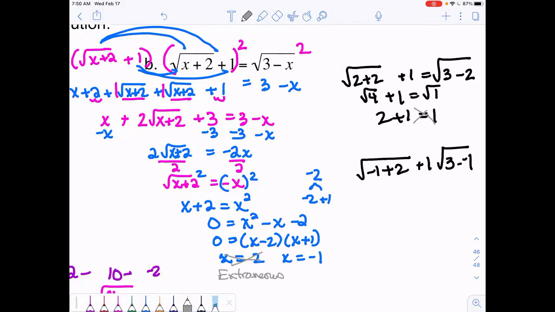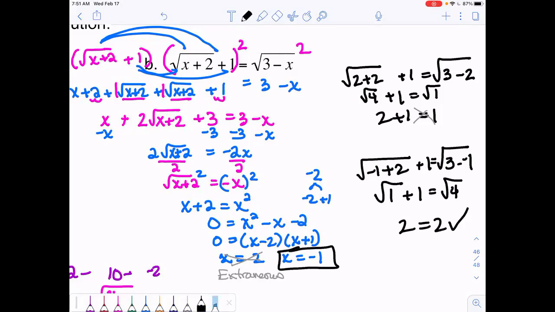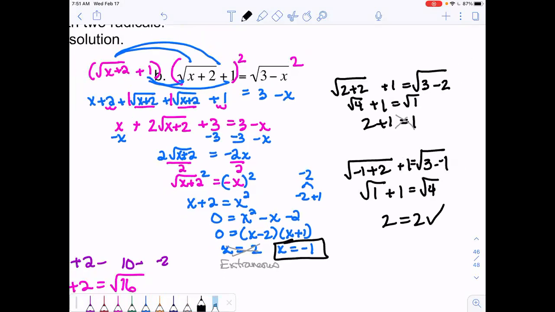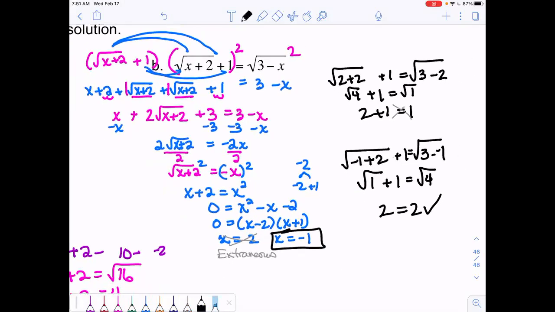x equals 2. But when I plug in a negative 1, I end up with the square root of 1 plus 1. And on the other side, I have the square root of 4. And that is 2 equals 2, which is a true statement. Once you go through it the second time, it's not quite as bad. At least in my mind, it's not quite as bad. Questions?